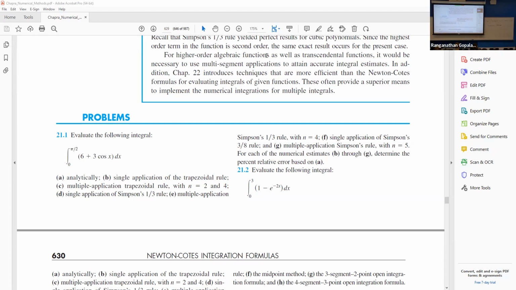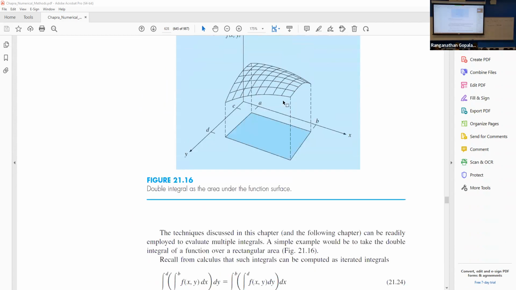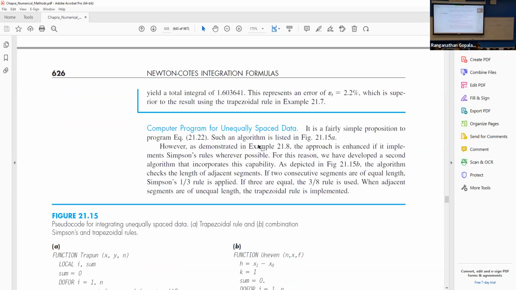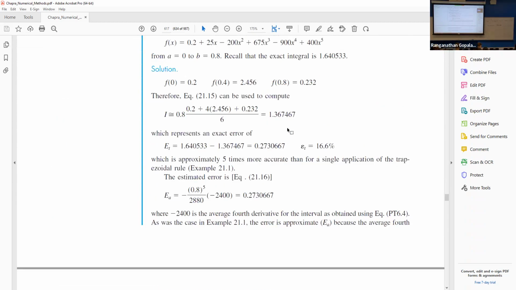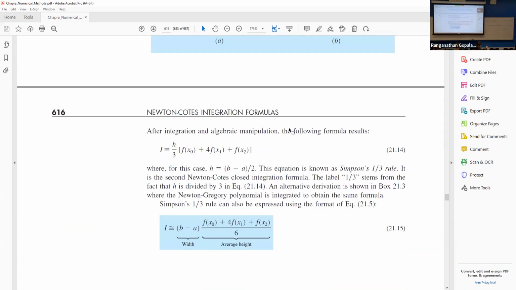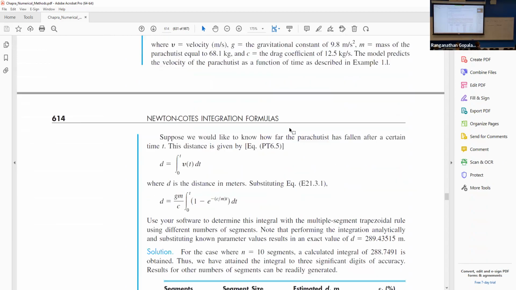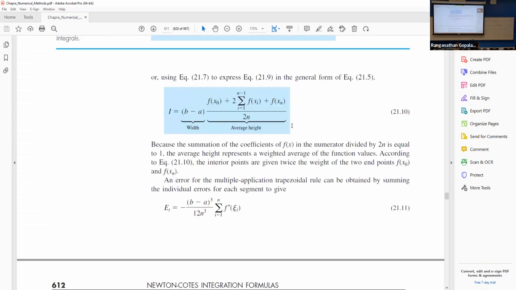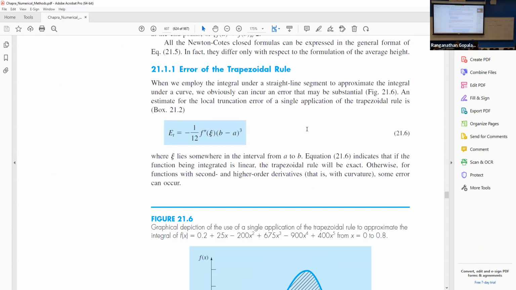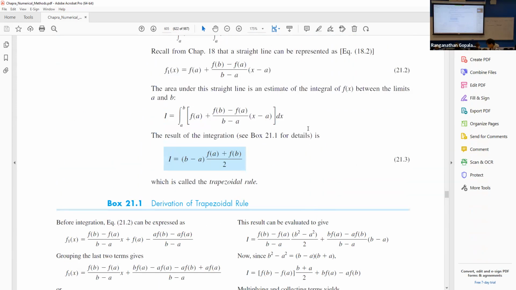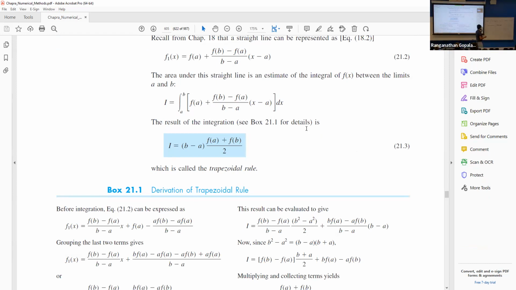Single application of the trapezoidal rule, and you just need to remember 2 formulas, one for the single segment and one for multiple segments, or at least know where the formula is so that you can look it up. So equation 21.3: I equals b minus a over 2 multiplied by f of a plus f of b.